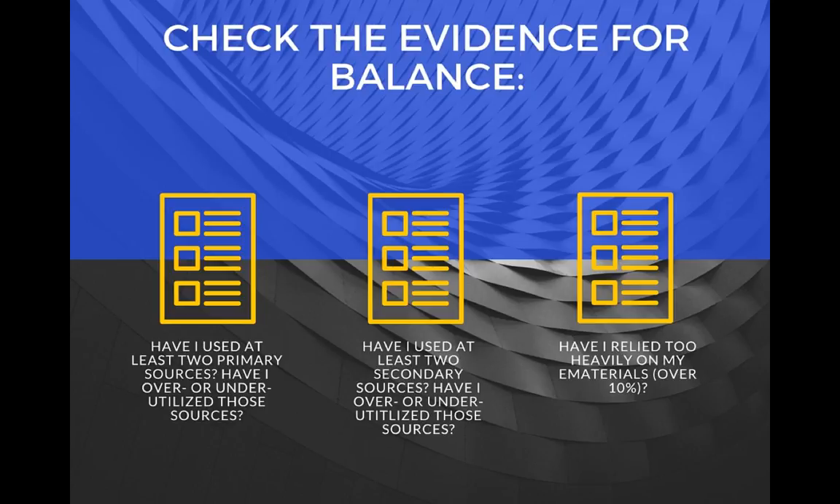So ask yourself, have you used at least 2 primary sources? Then ask, have you over or underutilized those sources? In other words, have you just used a random quote or a random piece of information from within your sources? Does the quote or the information that you pull out work to specifically be evidence for that thesis statement that you made at the beginning of your paper?